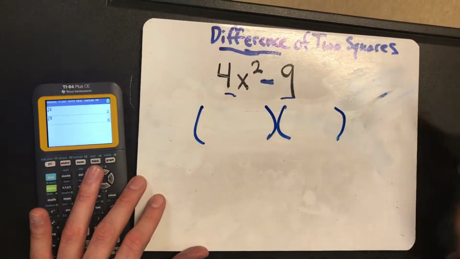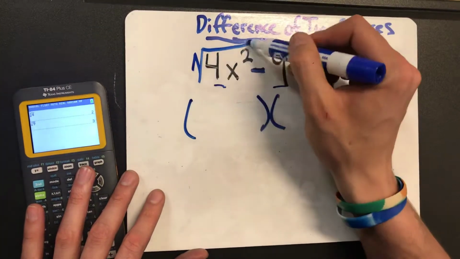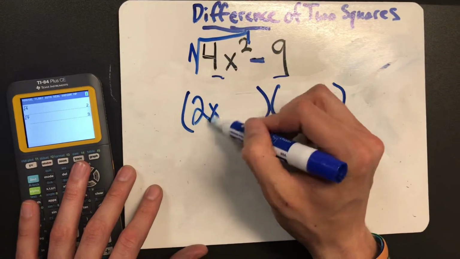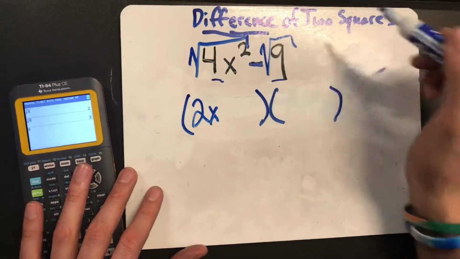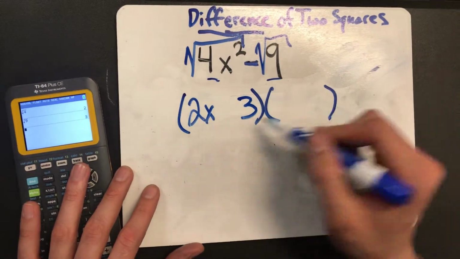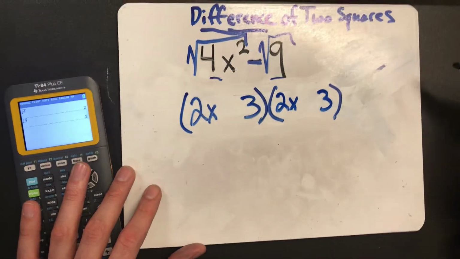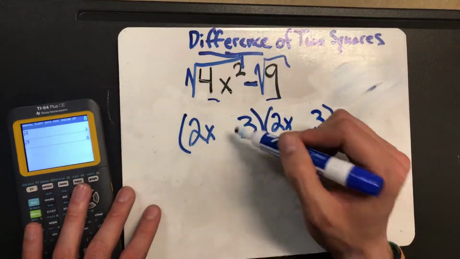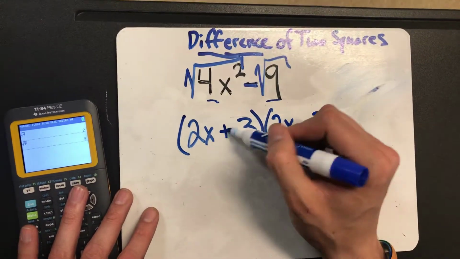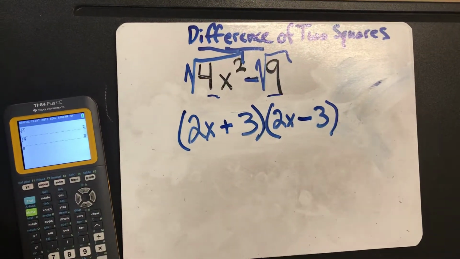So the way this trick works is you write two parentheses. Each parenthesis is going to represent your factors for this binomial. Then you take the square root of the first term, which is 2x. You take the square root of the last term, which is 3, and then you repeat that in your next parentheses. So you write 2x and 3. And then the trick here is, within each binomial, you're going to write an addition and subtraction sign. And you are done. And that is it.